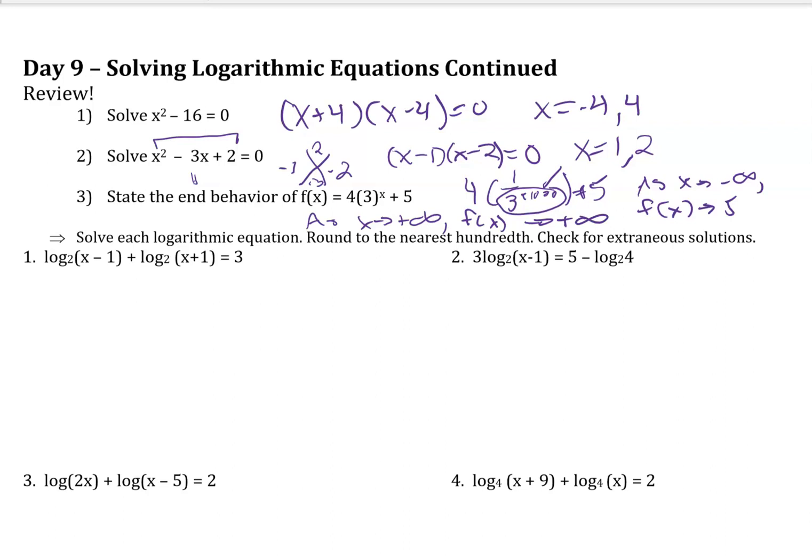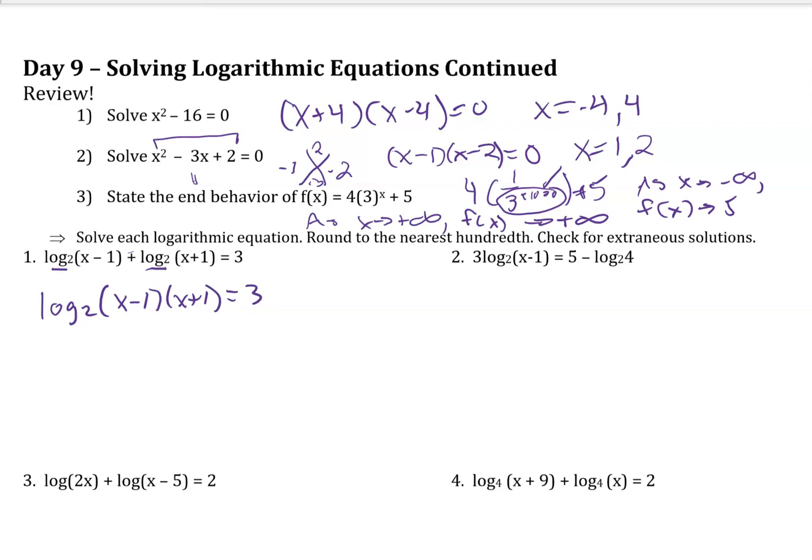Now into the new work for day 9, applying this sort of concept to solving logarithms. We learned about the product and quotient rules as well as the power rule for logarithms. Here we have two logs of the same base. So when we're adding these logs together, that really means it's the log base 2 of x minus 1 times x plus 1, and that's going to be equal to 3.